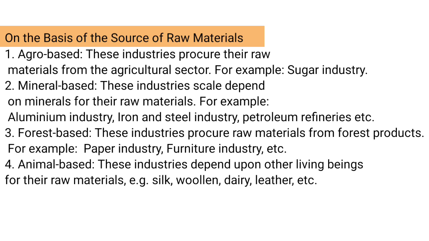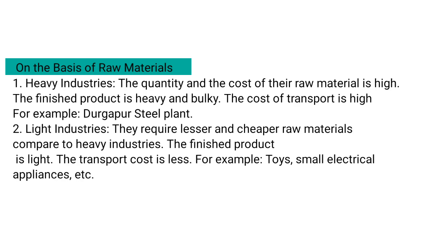Forest based industries derive their raw materials from the forest, for example paper industries, furniture industries, etc. Another one is the animal based industries, which depend upon living beings or animals, for example silk, woolen, dairy, leather, etc. Animal based is also known as pastoral based industries. So just now we have done the classification on the basis of the source of raw materials.